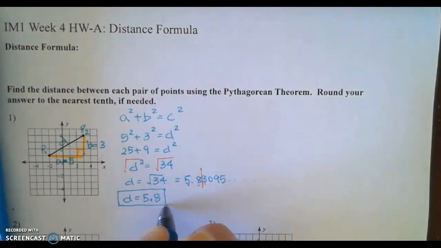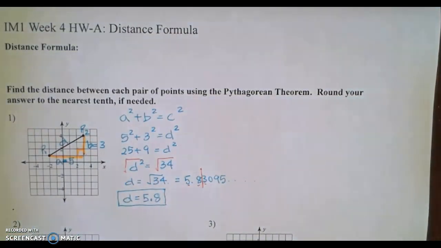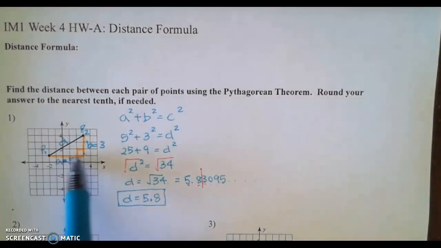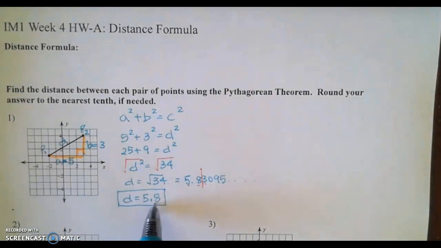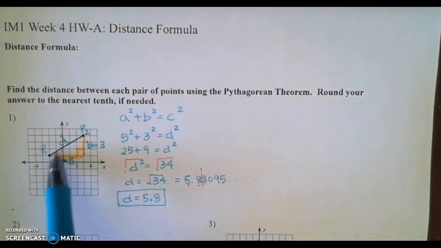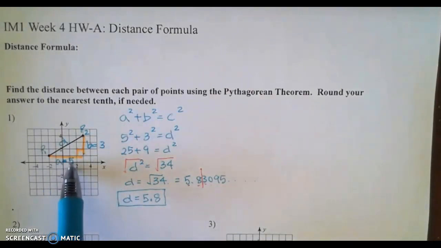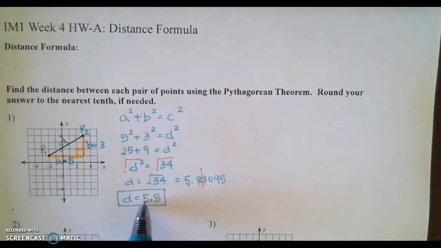Now, when you have your answer, you should be checking to see, is my answer reasonable? Look at your answer. This length is 3, and this length is 5, and I have 5.8. Now, remember, hypotenuse is always supposed to be the longest side. Is that bigger than the longest side of the legs? Yeah, the longest side is 5, and this is bigger than 5.